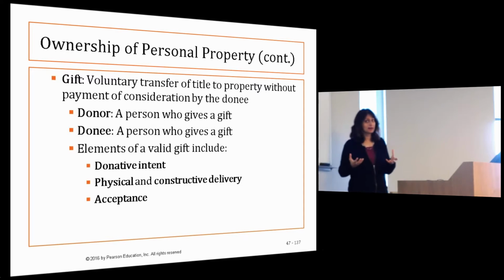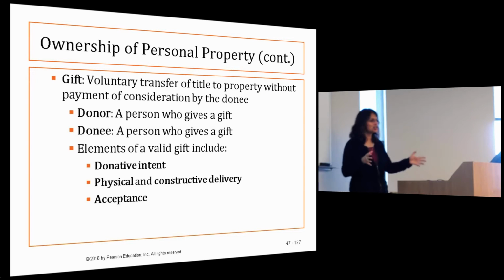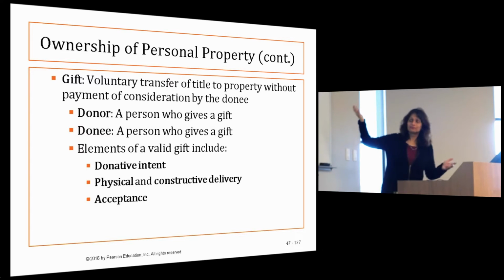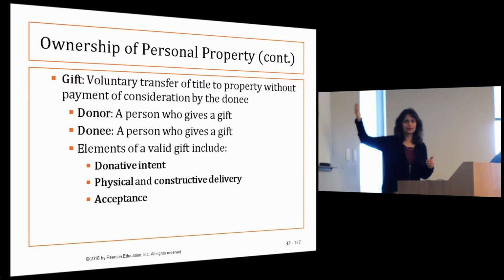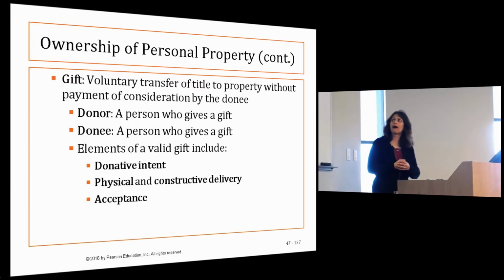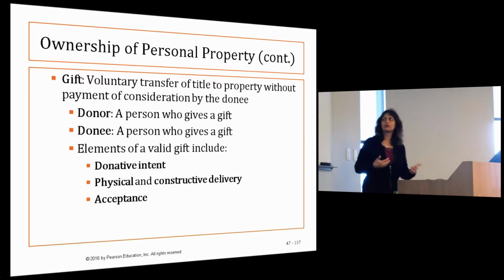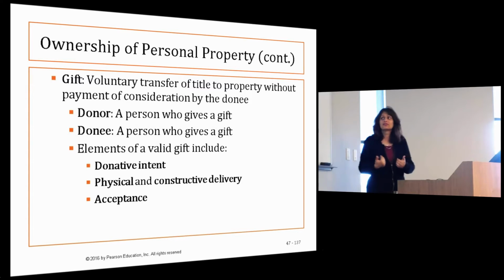But a gift, by the way, is still a legal transaction. It may not be a contract, but it is still a legal transaction. What is it? Well, as if I have to define what a gift is, right? It's a voluntary transfer. Someone voluntarily transfers title to property, ownership of property, without payment of consideration by the donee. Here we go again with naming people. Donor is a party that makes a gift. Donee is a party who actually receives a gift.